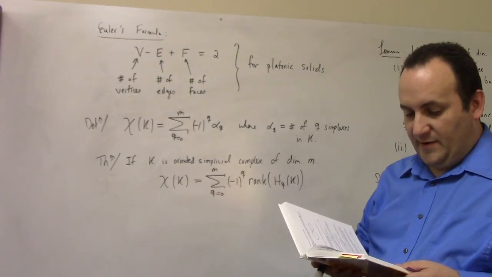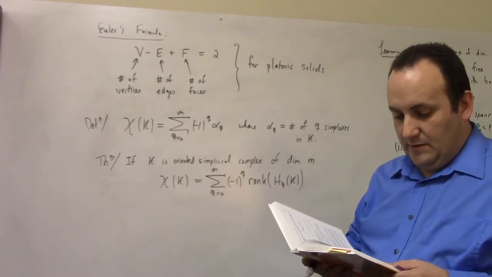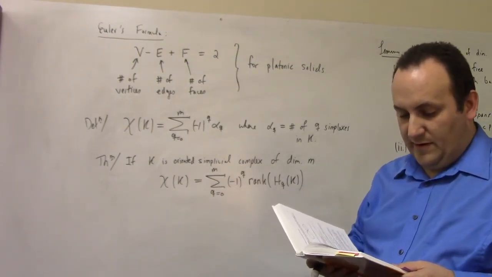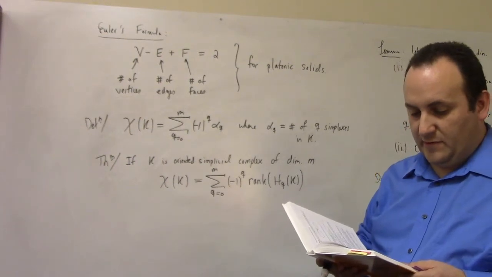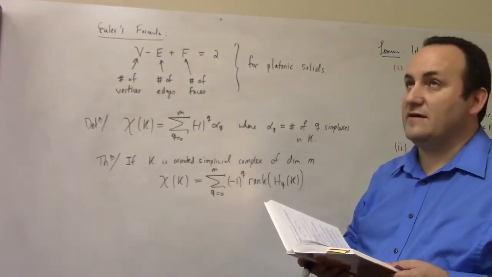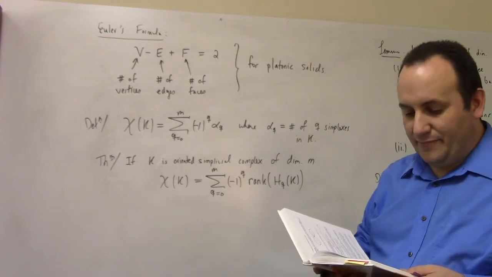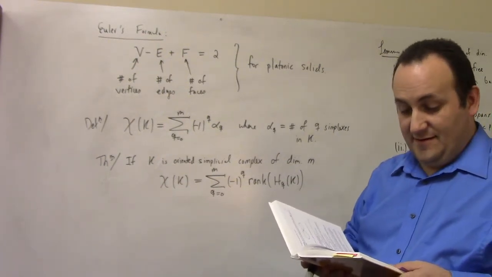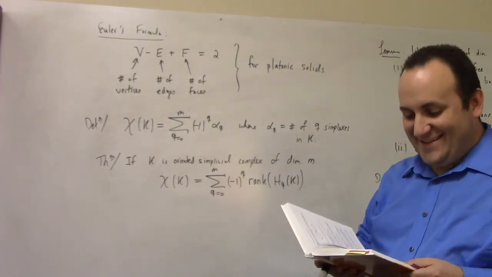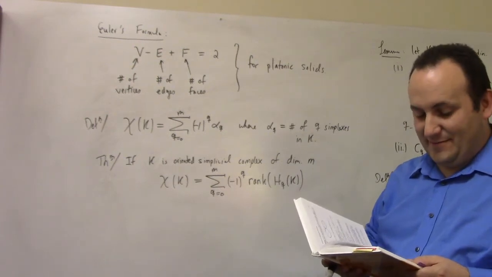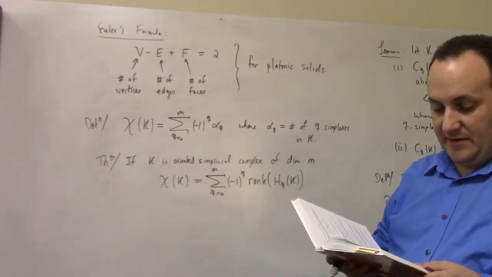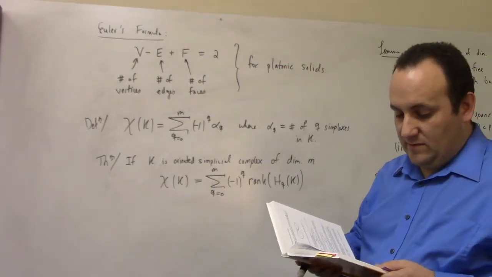Corollary: if X is a polyhedron of dimension m, then the qth homology group of X is a free group for q greater than 0. Excuse me, finitely generated. It is also a free group. Okay. Let's be greedier, though. Finitely generated.